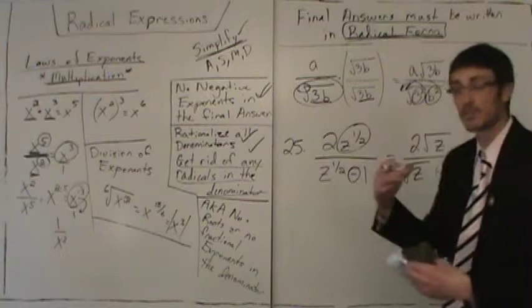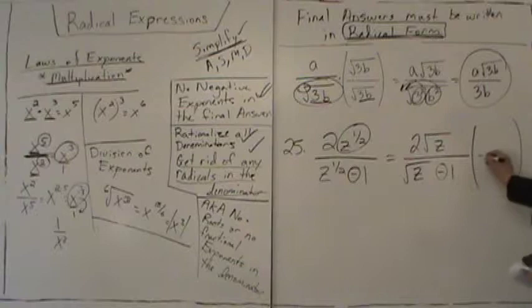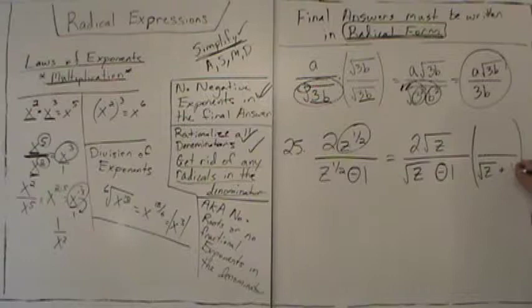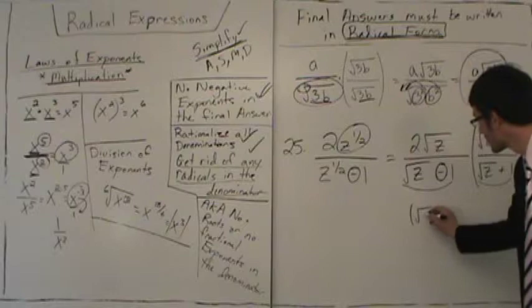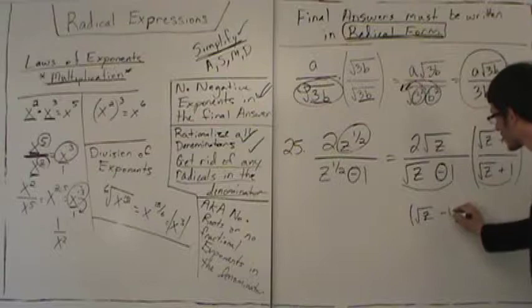Now, since our denominator is root z minus 1, the conjugate will mean opposite middle sign. So we're going to multiply by root z plus 1 on the bottom. If we do this to the bottom, we have to do this to the top. Root z plus 1. Now, notice we have a binomial and a binomial. Let's go ahead and go down here and FOIL. Root z minus 1 multiplied by root z plus 1.